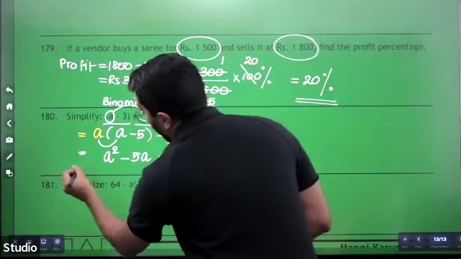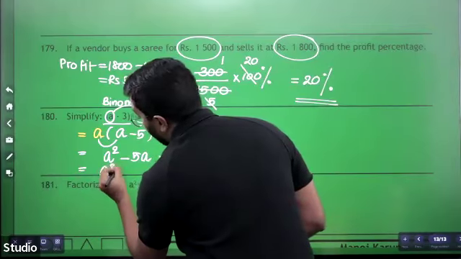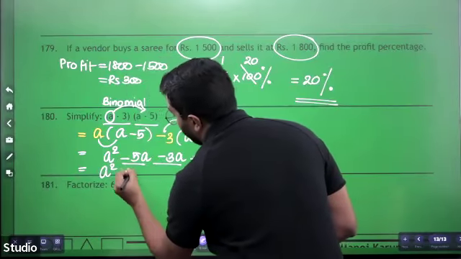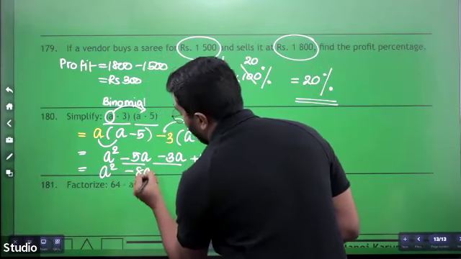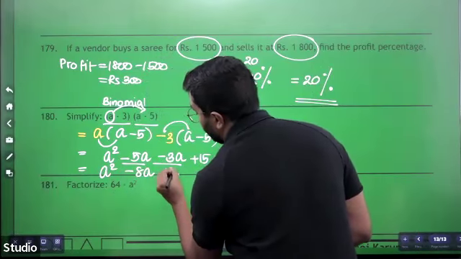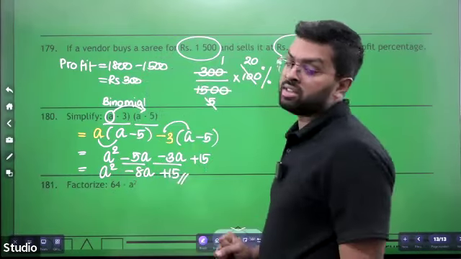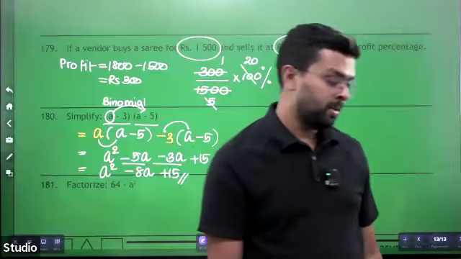Right. A squared, minus 5a minus 3a is minus 8a. Then we have plus 15. Who got this answer correct? Raise your hand if your answer is correct.